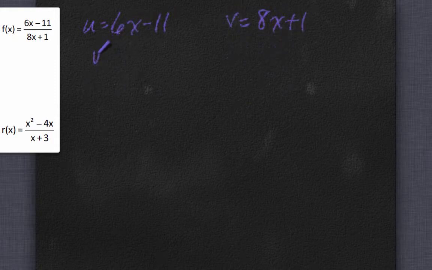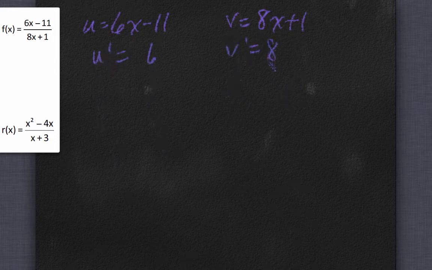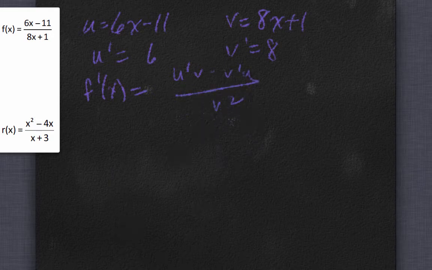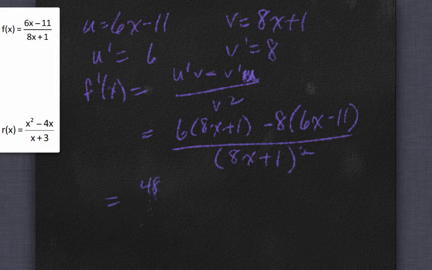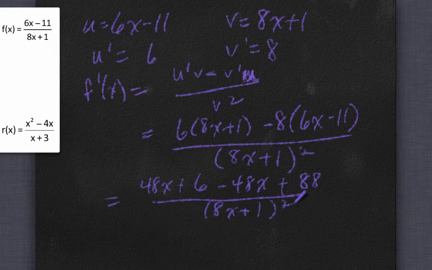Okay, so on the first one, u is the top, v is the bottom. u prime is 6, v prime is 8, so f prime x is u prime v minus v prime u over v squared, equals 6 times 8x plus 1 minus 8 times 6x minus 11 over 8x plus 1 squared, equals 48x plus 6 minus 48x plus 88, because minus minus. The 48x is canceled, so I have 6 plus 88.